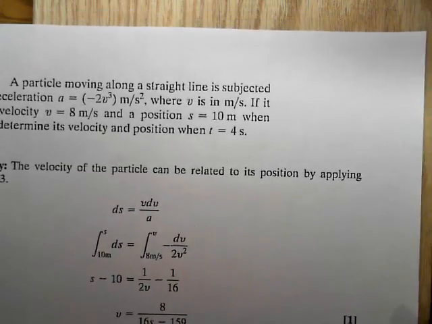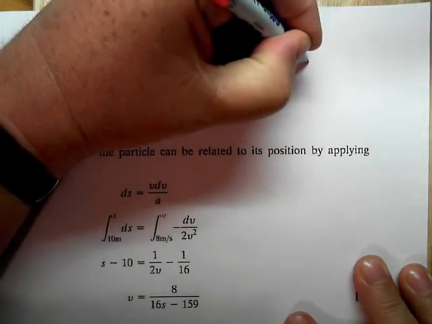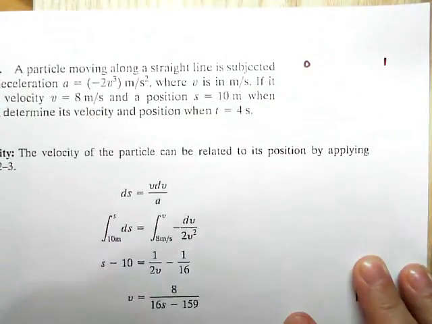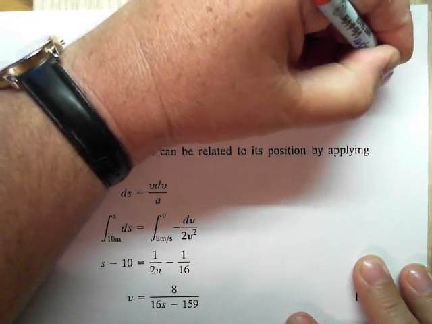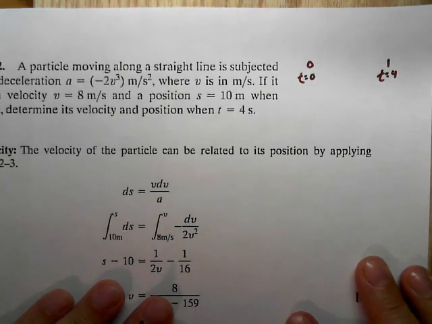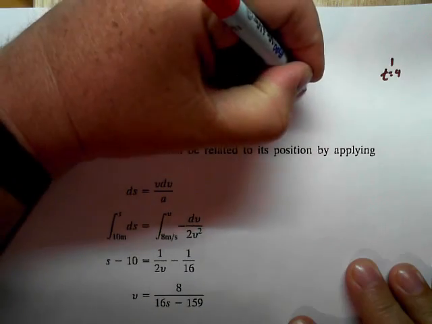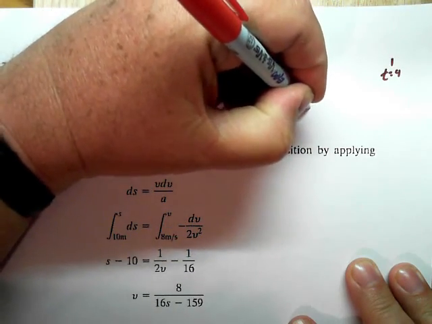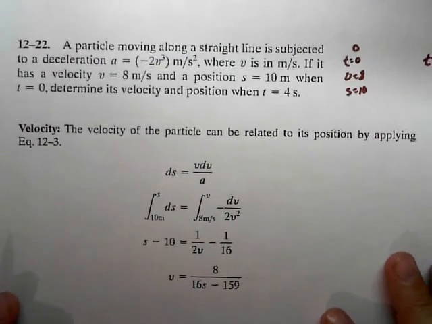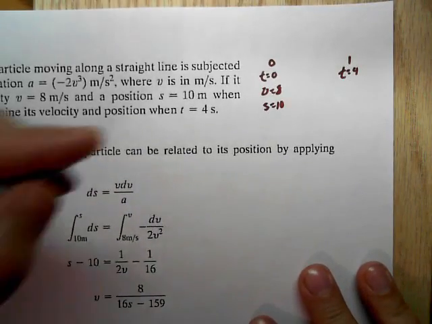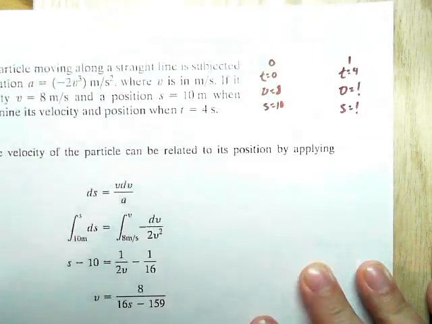So if we're going to go with the idea of this state diagram, let's first of all say clearly two states, a state 0 and a state 1. And what distinguishes them is that this is t equals 0 and this is t equal 4. And we are given some additional data that says velocity of 8 and position of 10. V equals 8, S equals 10. Okay, and we want to determine its velocity and position when t equals 4. So v equals, want to know it, s equals, want to know it.